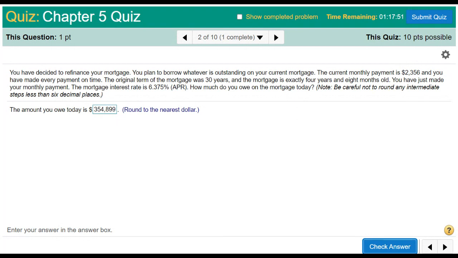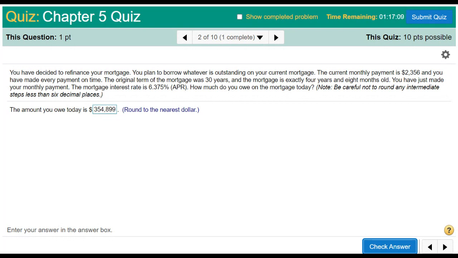Then we calculate the mortgage today, which is the present value today. N equals 304. I/Y equals 6.375 divided by 12, because the interest rate has to reflect the months. Payment 2,356, it could be negative if you want. Future value is 0. We need to know today, and then we compute for present value. And the answer is 354,899.